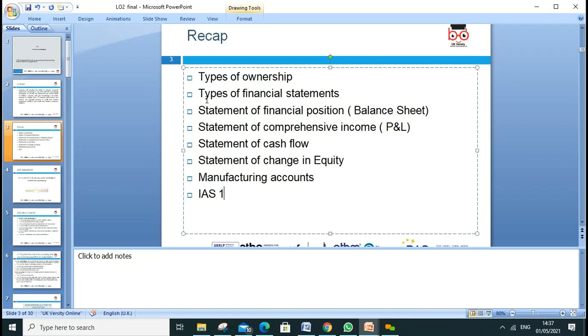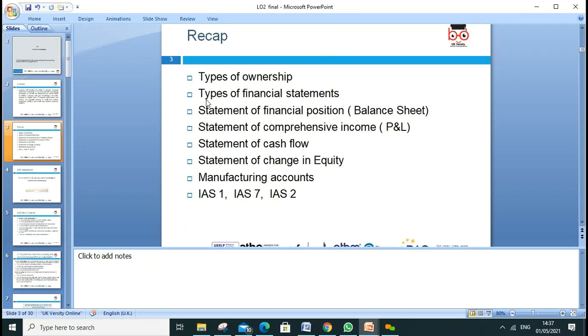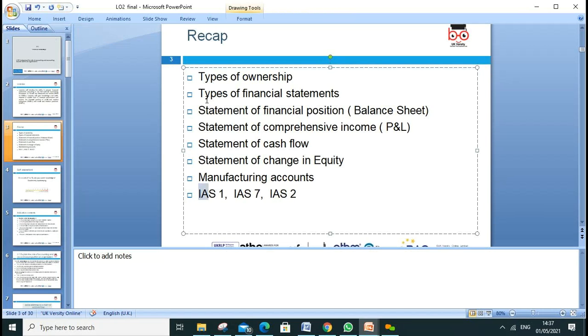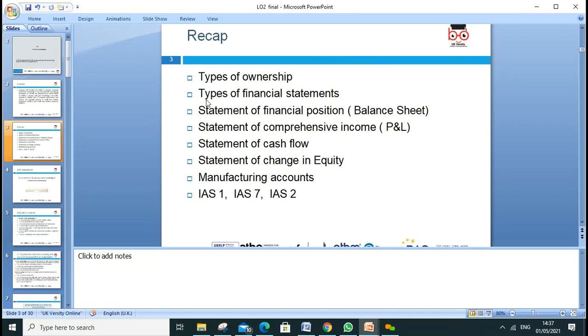We mentioned IAS 1, International Accounting Standard 1. I mentioned IAS 7, and we discussed IAS 2, which is about inventory, cash flow, and presentation of financial statements under IAS 1. So that all was in lesson 1.